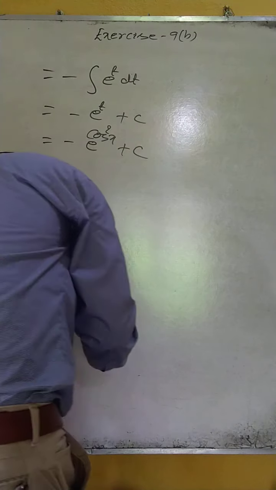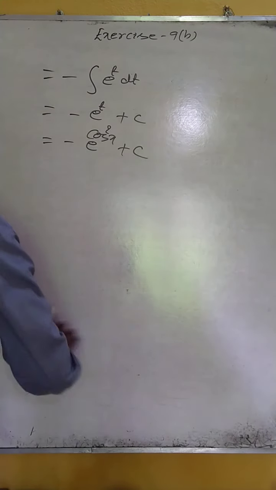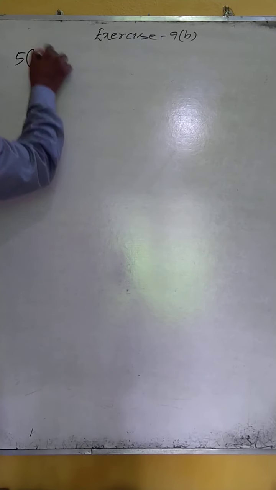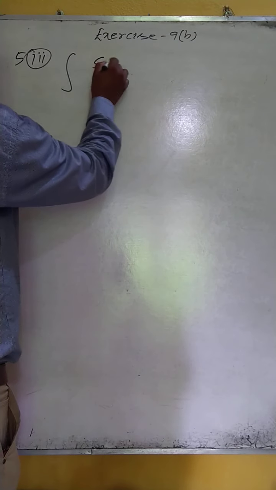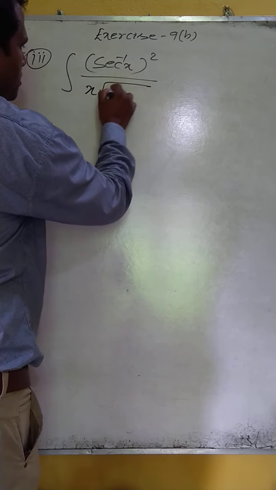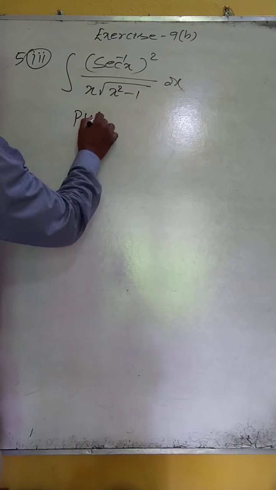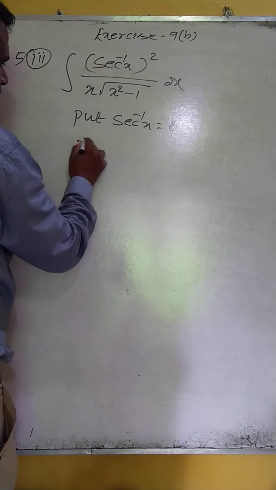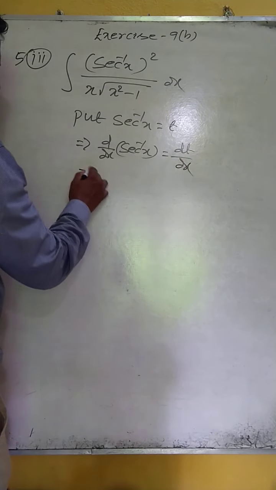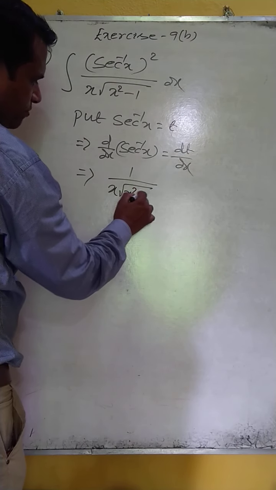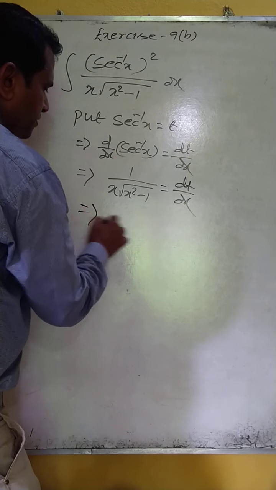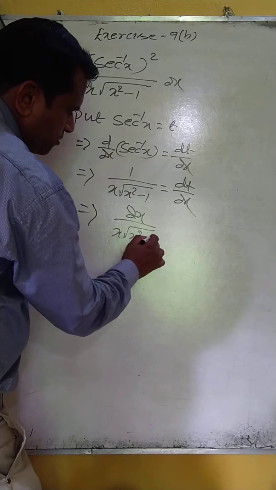Okay, now we discuss another problem from number 5. Number 5 triple I, integral sec inverse x whole square divided by x root over x square minus 1 dx. Put sec inverse x is equal to t, that implies d by dx of sec inverse x is equal to dt by dx, that implies 1 by x root over x square minus 1. This is the derivative of sec inverse x, so dx by x root over x square minus 1 is equal to dt.